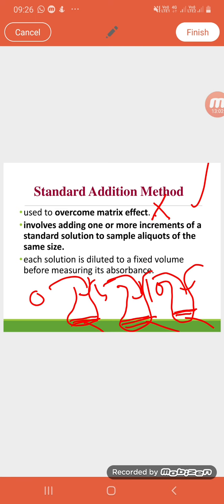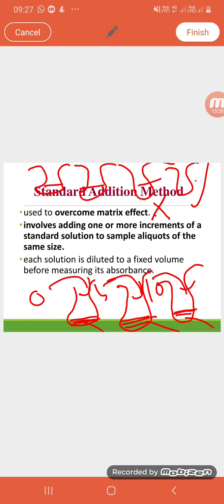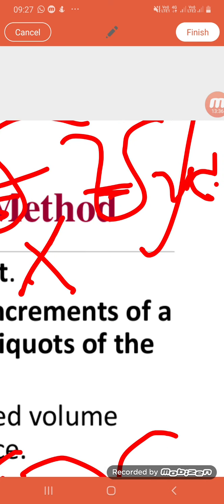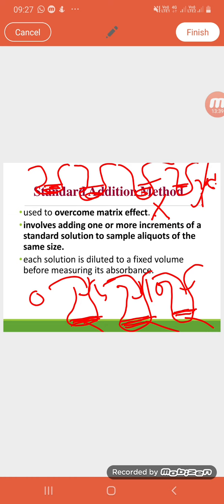Okay, what is the difference between this and the calibration curve method? Okay, in the calibration curve method, we have different concentrations of standard, and we have one container of the unknown. So for the standard addition method, we put the unknown in all of these, and we add different amounts of standard. Whereas for this one, we have different concentrations of standard, and only one contains the unknown, like that.